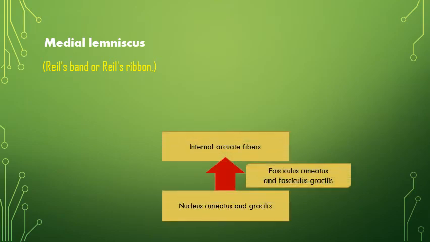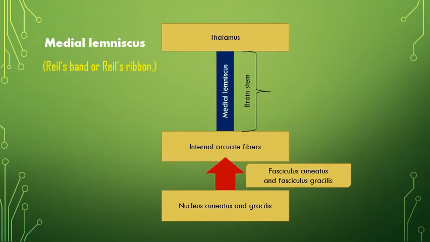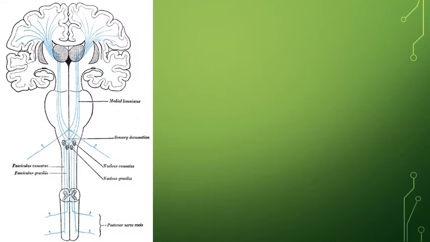So from the nucleus cuneatus and nucleus gracilis, the information is carried through the fasciculus cuneatus and fasciculus gracilis through the internal arcuate fibers. It is sent off to the thalamus through the brainstem as a structure called the medial lemniscus. So in this picture we can see the medial lemniscus, which arises from the nucleus cuneatus and nucleus gracilis.